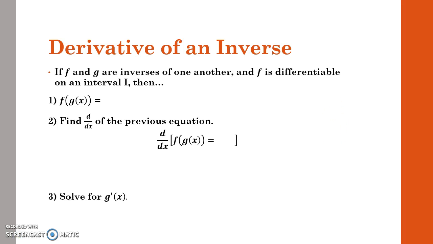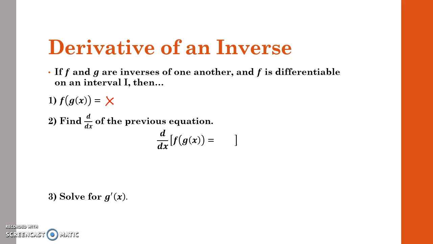From way back in pre-calculus, you may or may not remember that if two functions are inverses of one another, then the composite function f of g of x has to equal x. If that's not true, then the two functions are not inverses of each other.